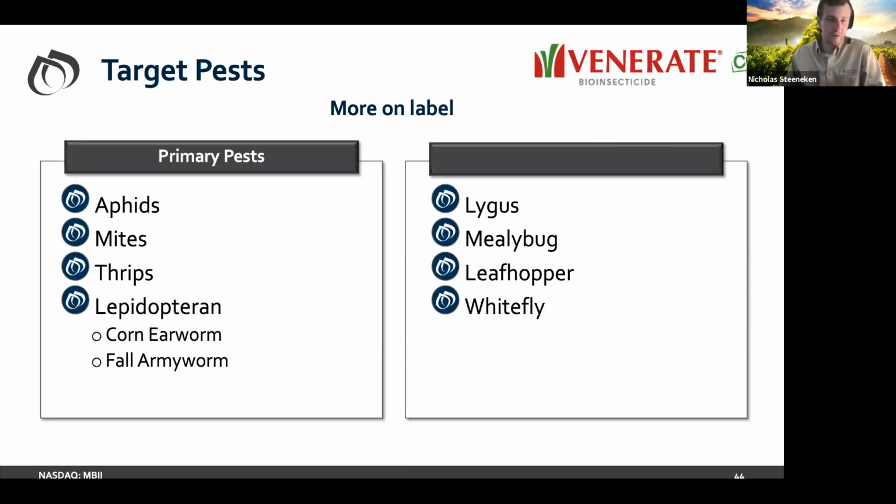So our main pests for Venerate would be aphids, mites, thrips, and lepidopteran, so all your caterpillar, moth larvae, things like that. Some secondary pests could be lygus bug, mealybug, leafhoppers, and whiteflies. Leafhoppers and whiteflies might be an issue. I don't really see much lygus bug or mealybug in cannabis.